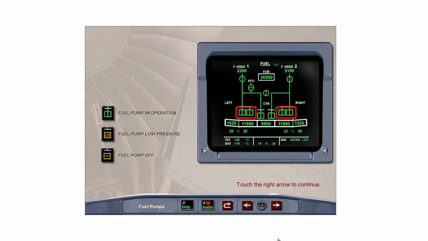Wing tank fuel pump indications are shown on the ECAM fuel page. Inline in green, pump pressure is normal. An amber boxed LOW indicates pump pressure is low when the switch is on. Cross-line in amber, the pump has been selected off.